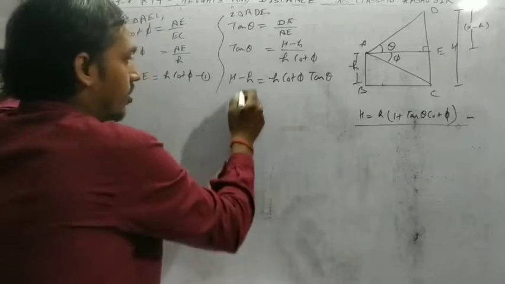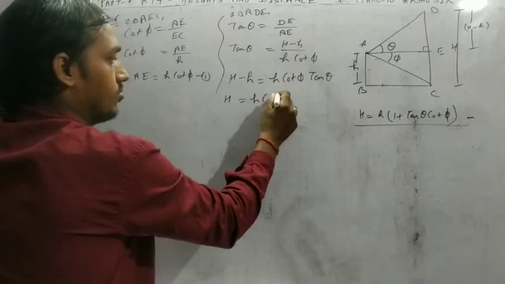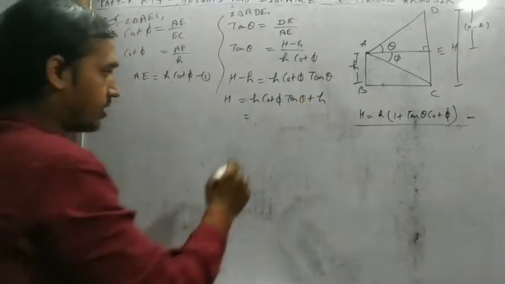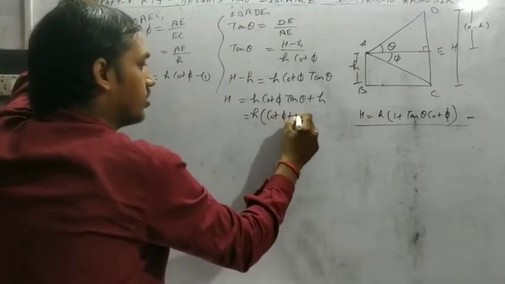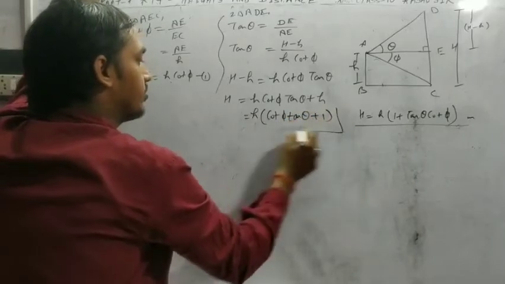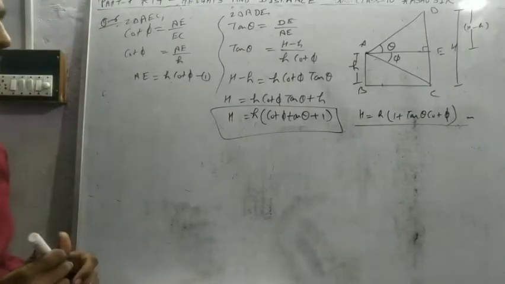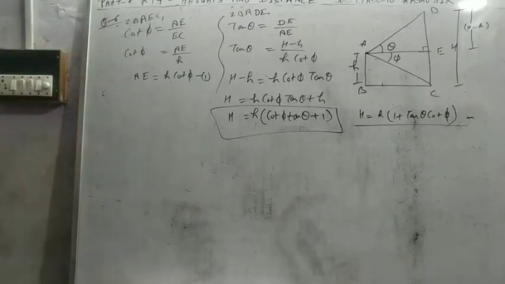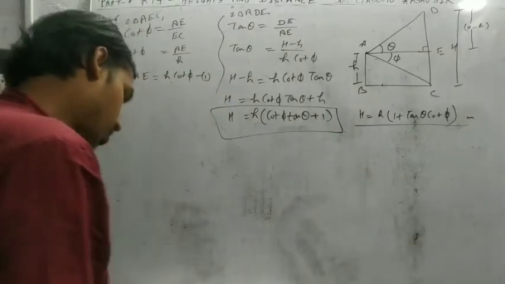H cot phi tan theta, send it to the opposite side, plus H. H taken common, cot phi tan theta plus 1. Same process, only it's a proving part. So we have to combine the two triangles and we get the solution. Okay, so pause the video and note down.